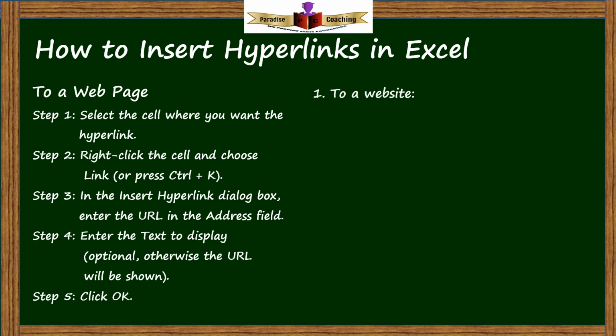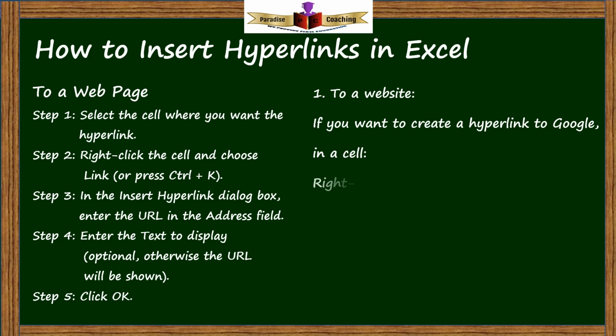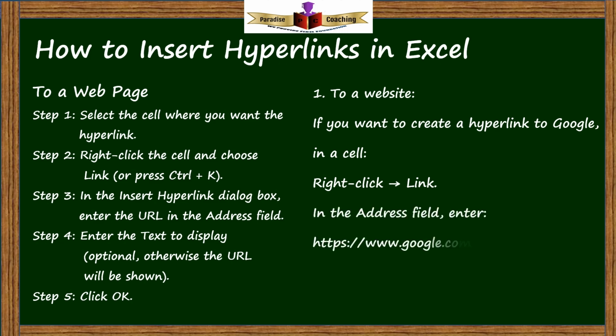Let's say, for example, you want to create a hyperlink to Google in a cell. Right-click, Link. In the address field, enter https://www.google.com. In text to display, write Google search. Click OK.